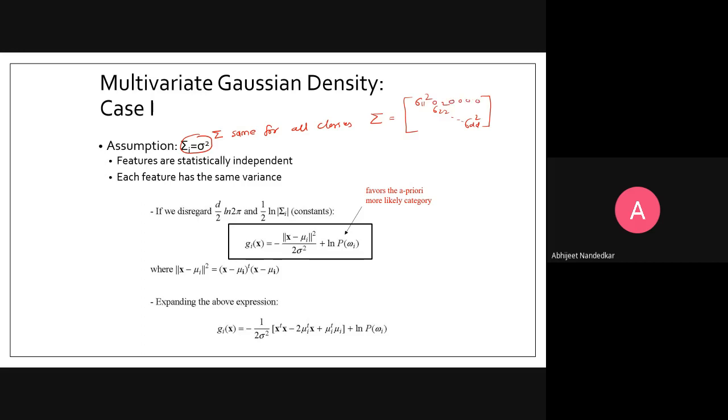So this is a diagonal matrix, and all off-diagonal elements are 0. And that too, sigma 11 square is equal to sigma 22 square is equal to sigma 33 square, and so on up to sigma dd square. Okay, so all these diagonal elements have the same value, and off-diagonal elements are 0. So this was a typical, simple case that we have seen in the last class.